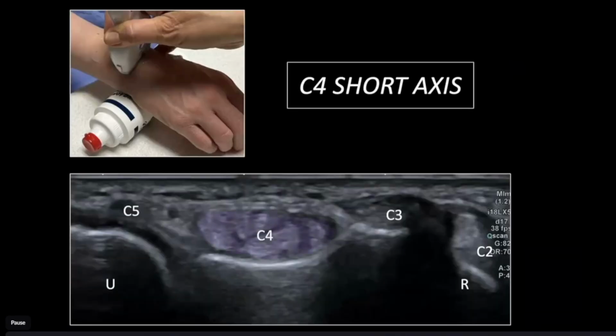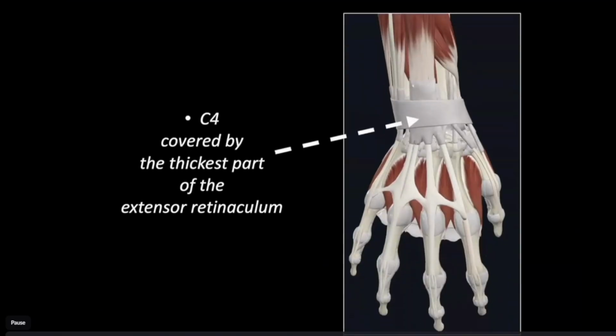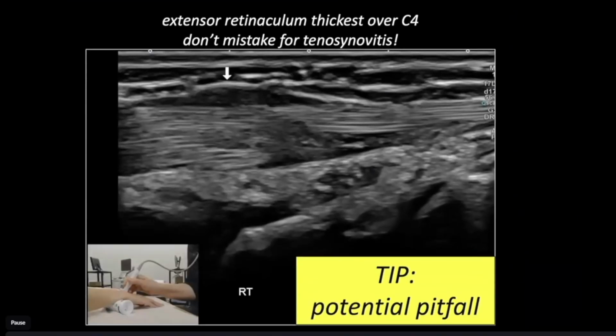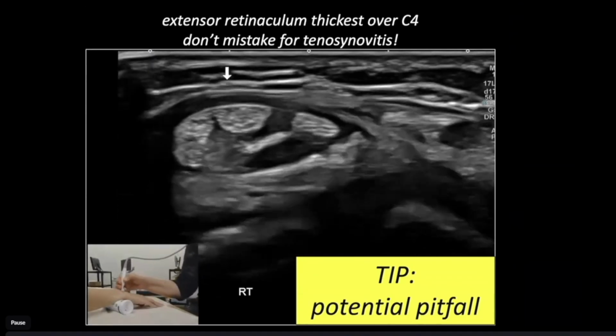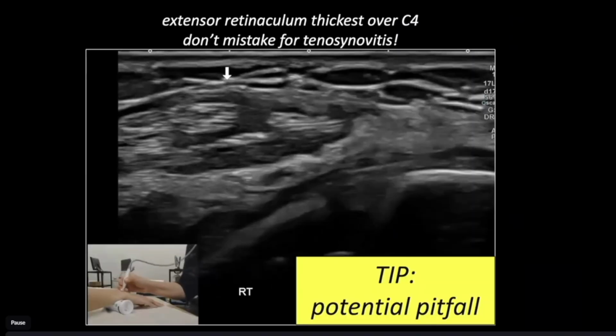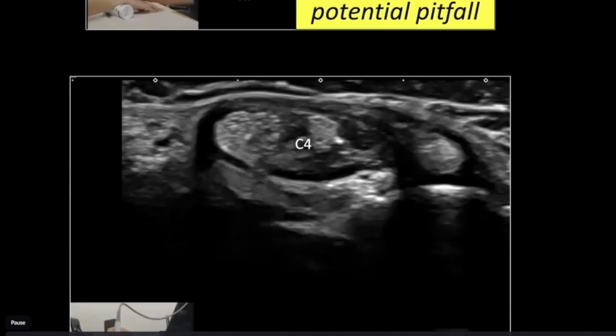Short axis. This would be your probe placement. Again, thick retinaculum. Don't be fooled. Don't think it's tenosynovitis. When you're new to this, you often think it is, but it's always going to be thick. You're going to correlate it with the patient's symptoms, of course.